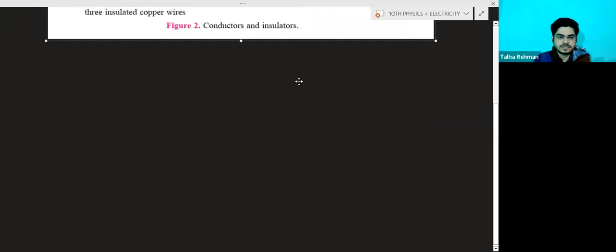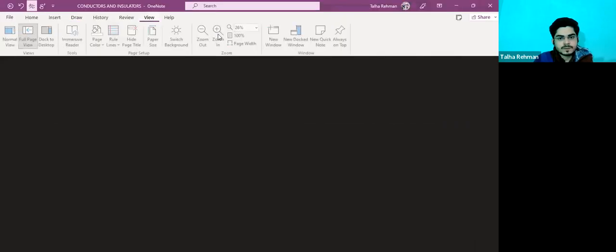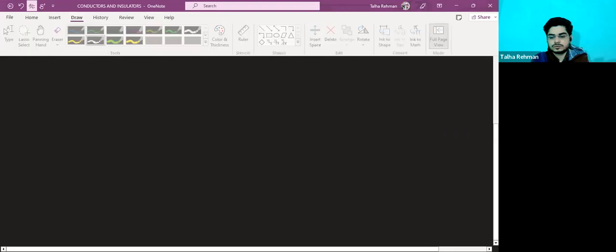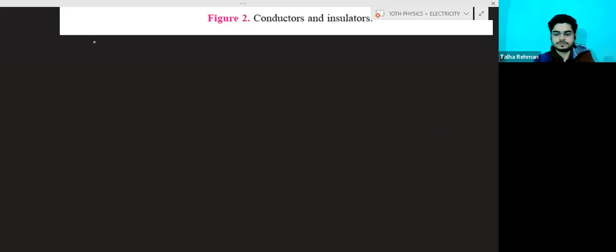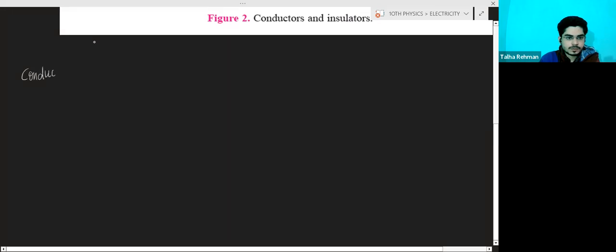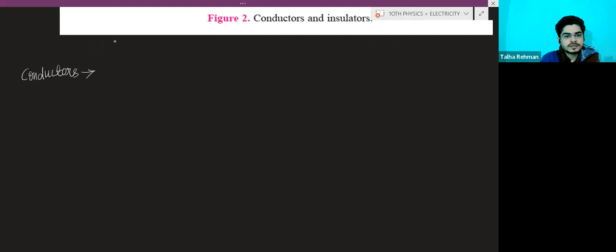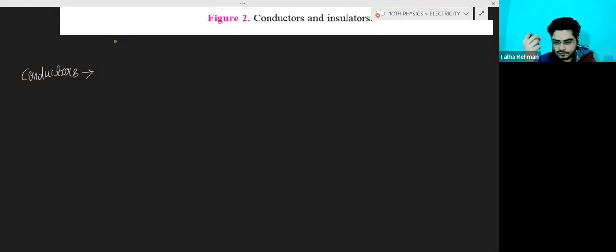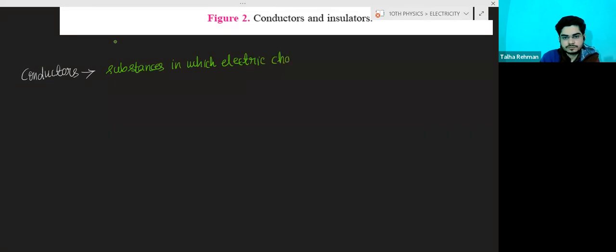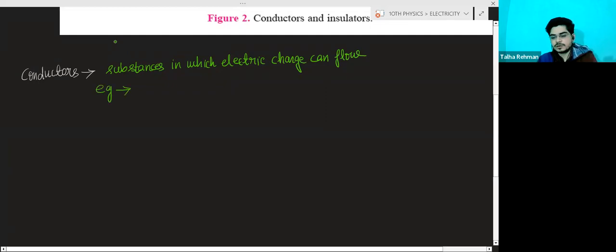By the way, the topic is the conductors and the insulators. Conductors. Basically conductors are the substances in which the electric charge can flow. For example, we have just seen copper wires and metals.